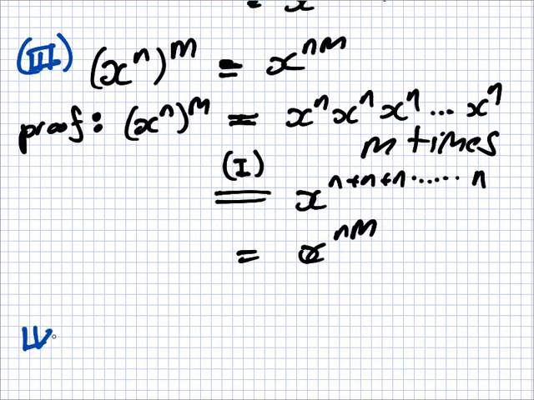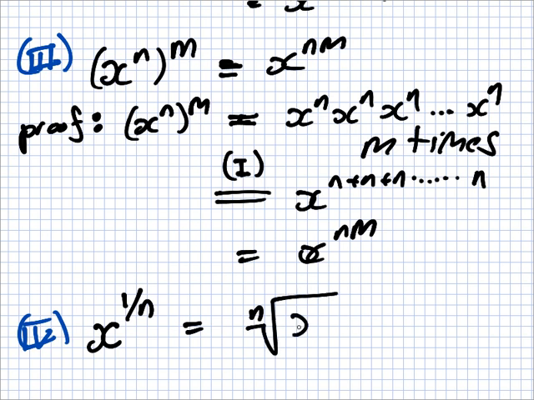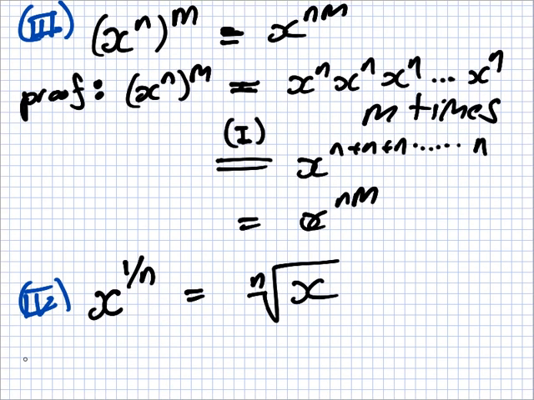So rule 4, I think I'll do, what will I do next? Maybe I'll do fraction power. So x to the power 1 over n is equal to the nth root of x. Okay, let's look at the proof of this one.